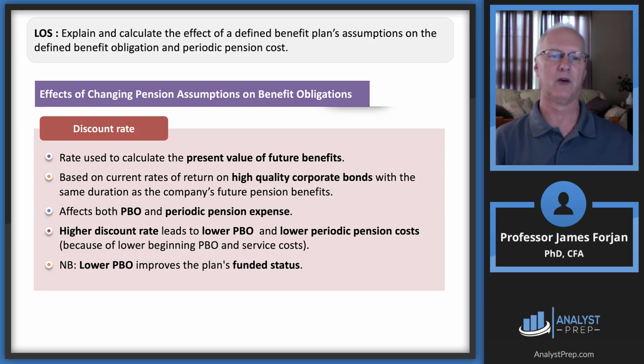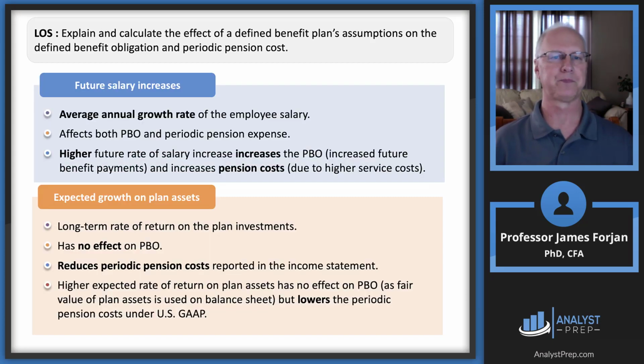And so I think a great question is, hey, what happens when interest rates go up? What happens when interest rates go down? And so you ought to be able to know exactly what that impact of a changing discount rate is. And we have a slide here in just a second. Average annual growth rate. Of course, this is going to have an impact on both the obligation and the expense, right? It's going to increase salary increases and increase the pension costs. I mean, that makes perfect sense, and the obligation.